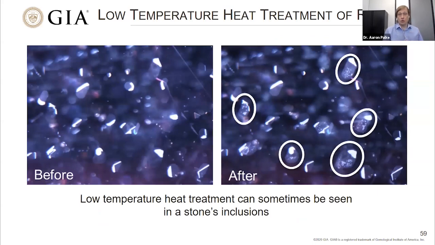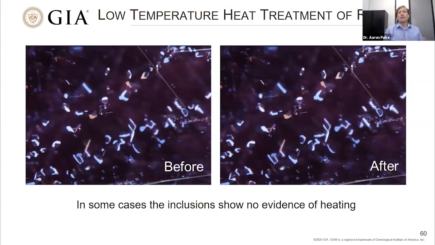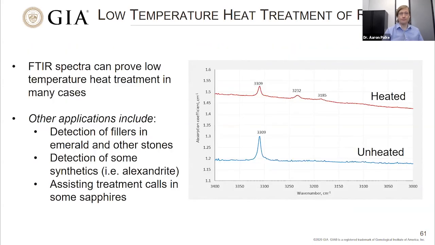Now, in some cases, you can look at the inclusions and identify this treatment. The platelets you see in these Mozambican rubies might be a little bit altered by this low temperature heat treatment. But in some cases, there's really no difference in the inclusions before and after heat treatment. So we realized we needed some other identification technique to find this type of low temperature heat treatment. And what we found was that FTIR spectroscopy actually is a very good technique for this.